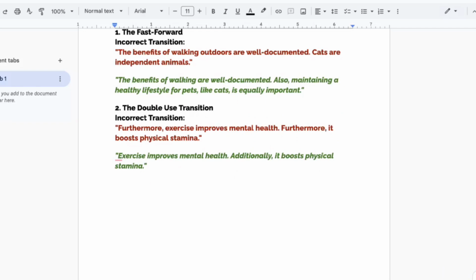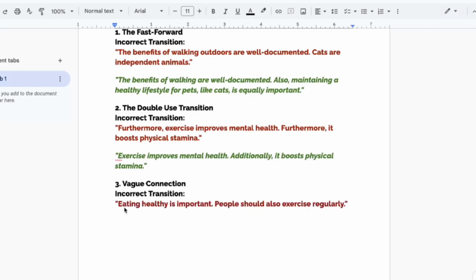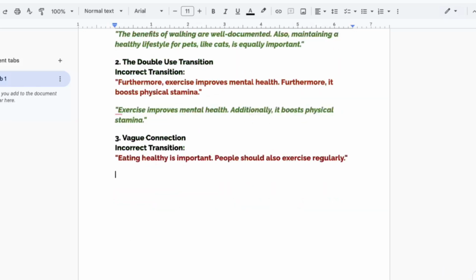Number 3 is the vague connection. So you want to be as clear and specific as you can be. Here is the incorrect transition usage. Eating healthy is important. People should also exercise regularly. Now, both sentences are true, but the connection between eating healthy and exercising is implied. And so that means it's unclear. And you want to be what? As clear as possible. So powerfully link the ideas to resolve this error.